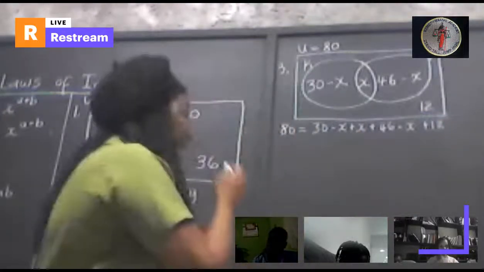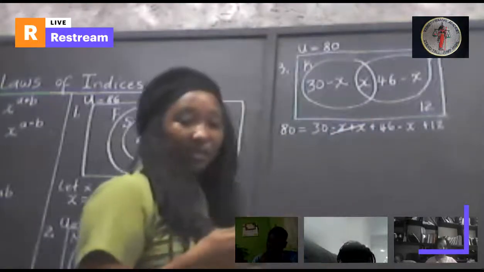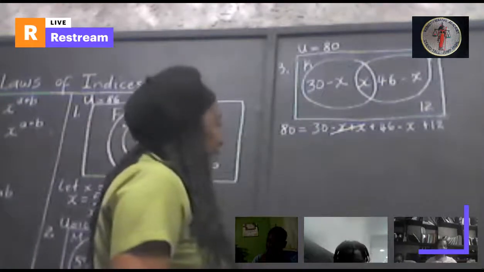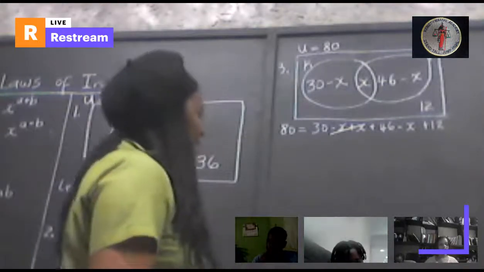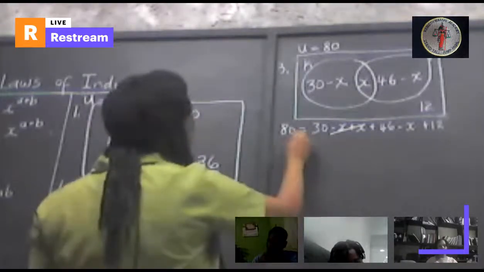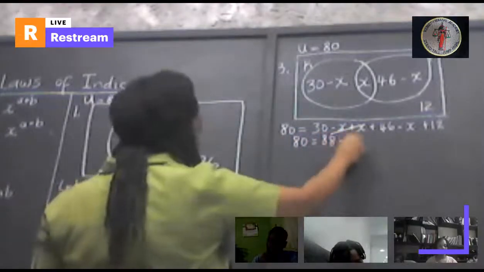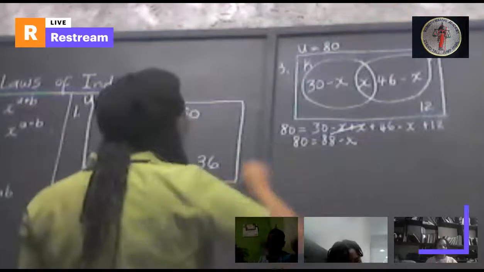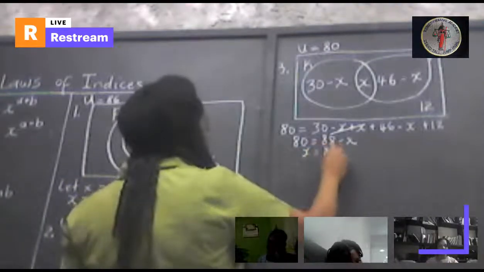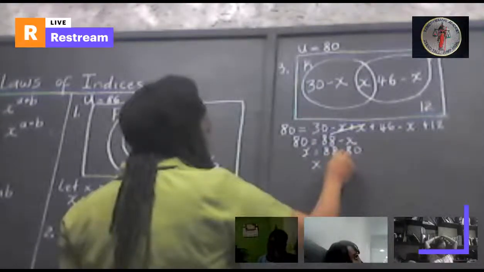All right, and negative X plus X, that's 0. So that's cancelled out. We have 30 plus 46 plus 12, which is 76 plus 12 is 88. So 88 is equal to 88 minus X. Bring over X, and carry over the 88. 88 minus 80, which would give you X would be 8.